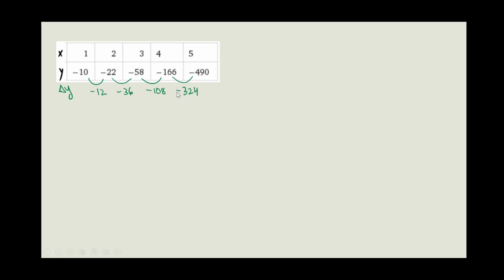Now that you have differences, try ratios on the differences. So this divided by that is +3. This divided by that is +3. And last by the previous is also 3. So it is actually exponential. And there is no rounding error here. It's exactly 3, 3, 3.